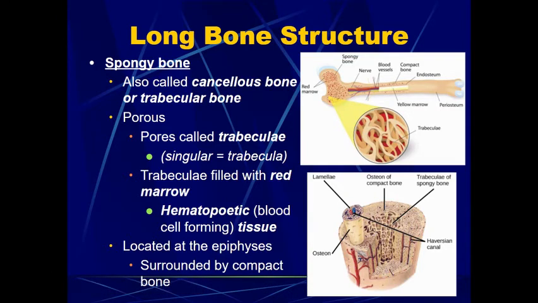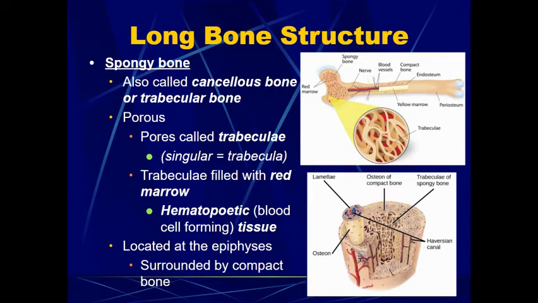So we've talked about the compact bone. Another layer of bone is called spongy bone. This is also called cancellous bone or trabecular bone. It is porous, meaning there are holes in the spongy bone, and the pores are called trabeculae. These holes are filled with red marrow. And the red marrow that we find in bones is the hematopoietic tissue, or the blood cell forming tissue.